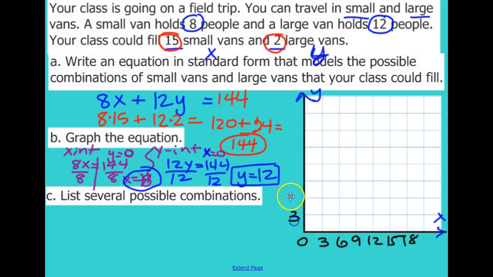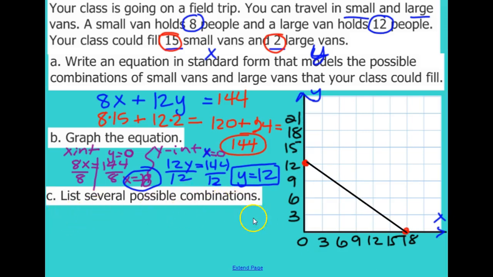18. But I'm going to go by 3s. 3, 6, 9, 12, 15, 18, 21. And plot them. So on my x-axis, 18, and on my y-axis, 12. And then draw your line. Be careful on this one that you draw a nice straight line.